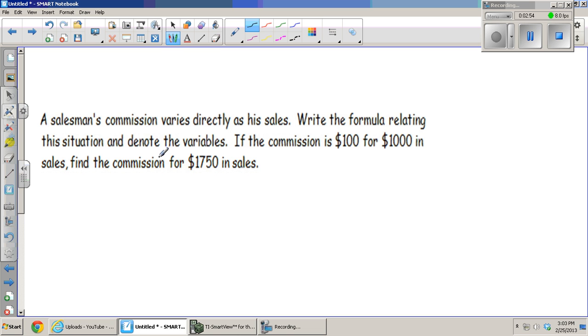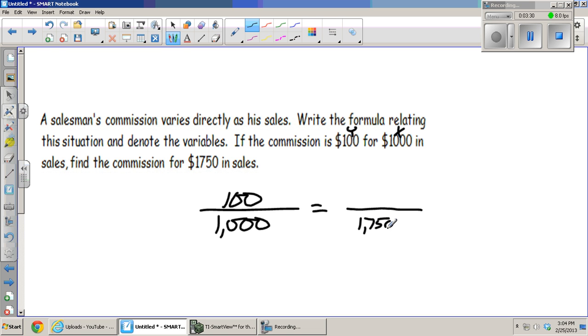What if you have a word problem? It says a salesman's commission varies directly as his sales. Write the formula. That's what we've been doing this whole time. It says he gets $100 every time he sells $1,000. So we can call this our y and this is our x. Then over here it says find the commission if he sells this much. So this is the sales. The sales was an x, so our x goes on bottom, remember, on the second one. And we're looking for this.